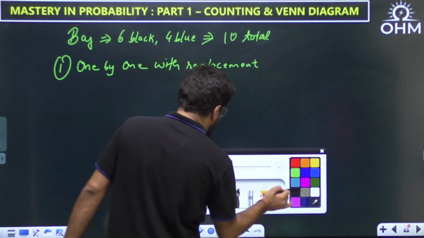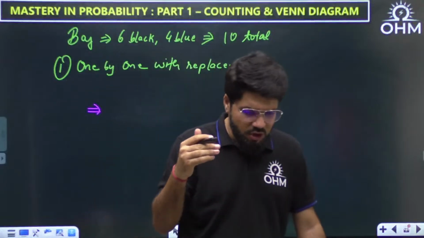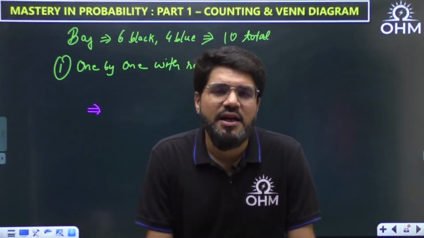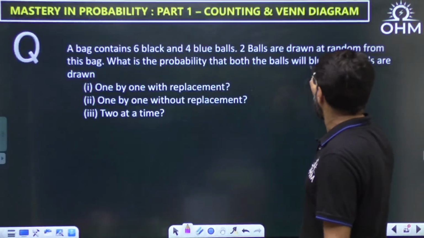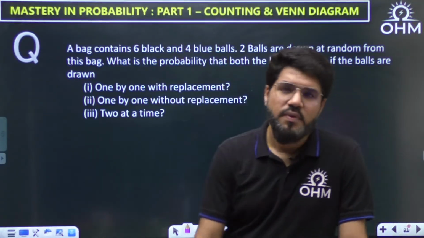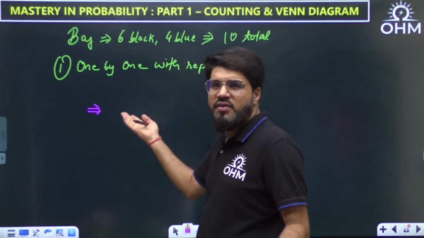See guys, what is going to be the answer? Forget one by one. Just imagine that you have drawn only one ball. What is the probability that the ball is blue? I want blue. You draw one ball. What is the probability that ball will be blue? So simple, favorable by total.